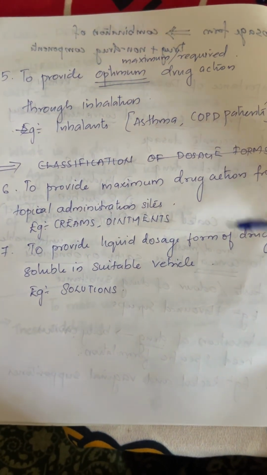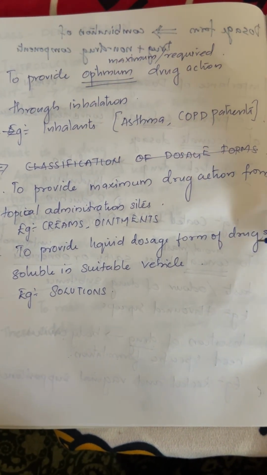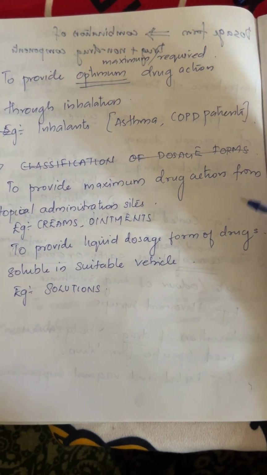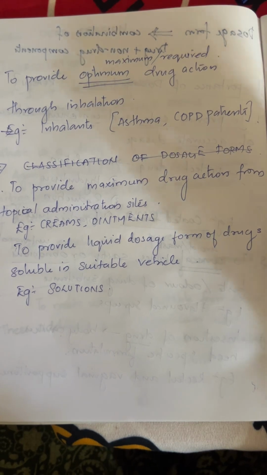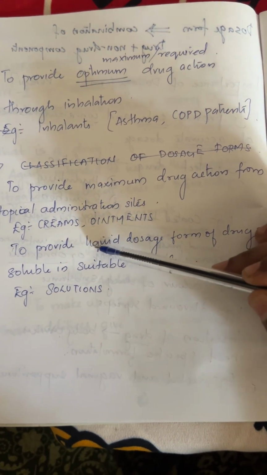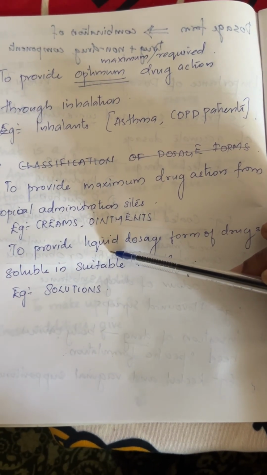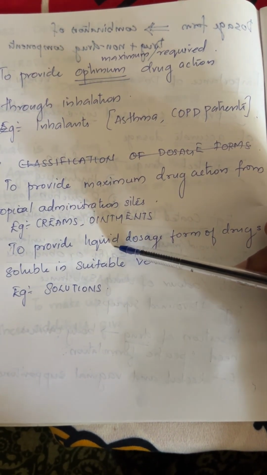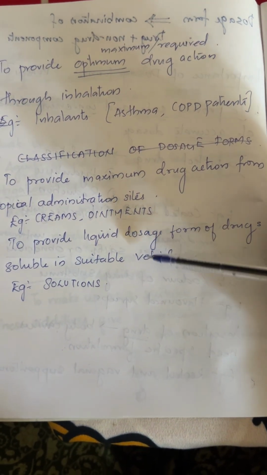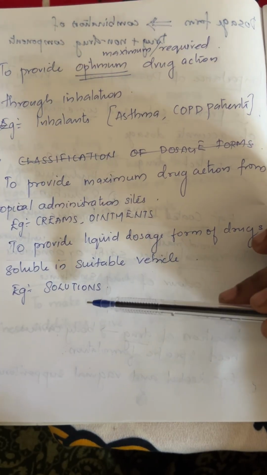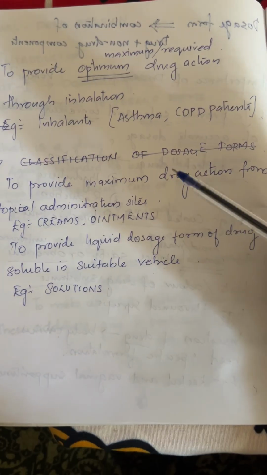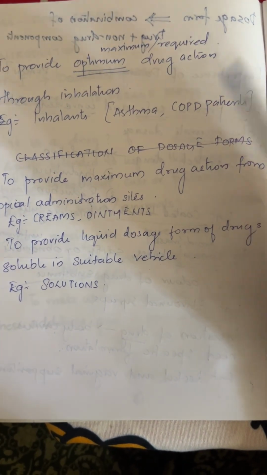Then the seventh point is to provide liquid dosage form of drug soluble in a suitable vehicle. So liquid forms of drugs are the solutions. The solutions will be in a liquid form. To maintain the stability of that liquid dosage form, you have to add a suitable vehicle to it. By addition of the suitable vehicle, we will get a perfect solution. So that is the seventh point of the usages of the dosage forms.